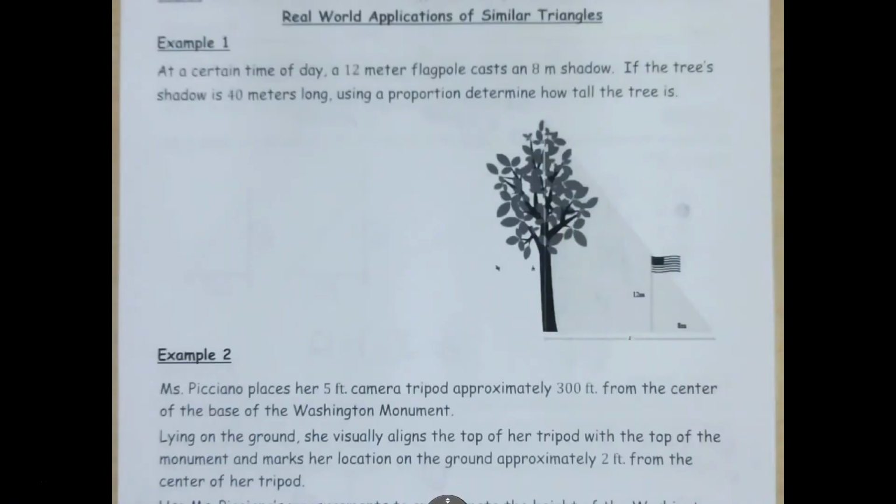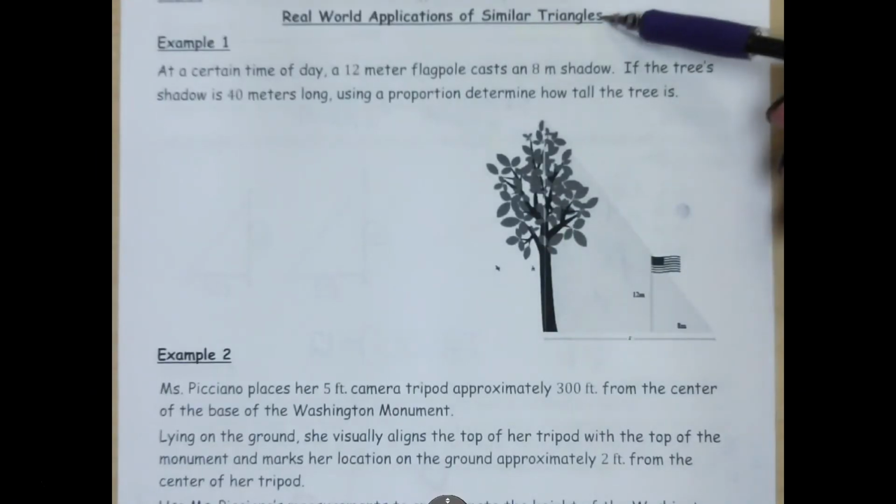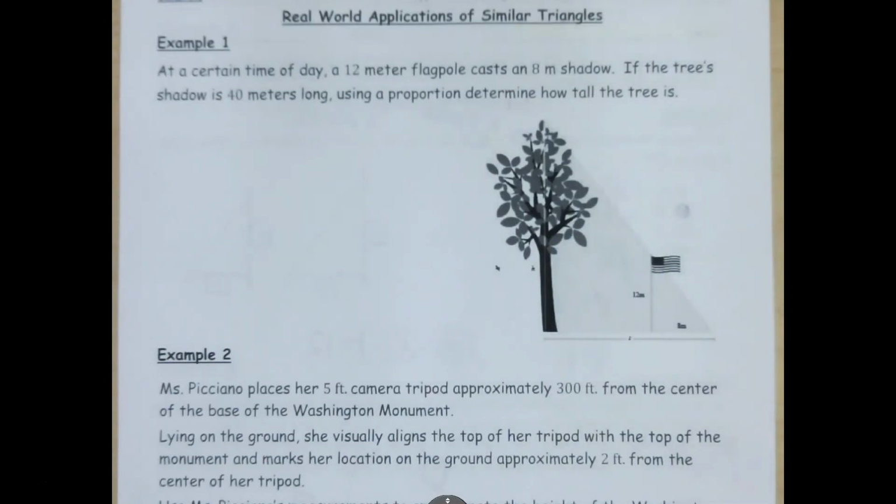All right. These are going to be real-world applications of similar triangles. This is something you could see in real life. As I look at example 1, it says, at a certain time of day, a 12-meter flagpole casts an 8-meter shadow. If the tree's shadow is 40 meters long, using a proportion, determine how tall the tree is.